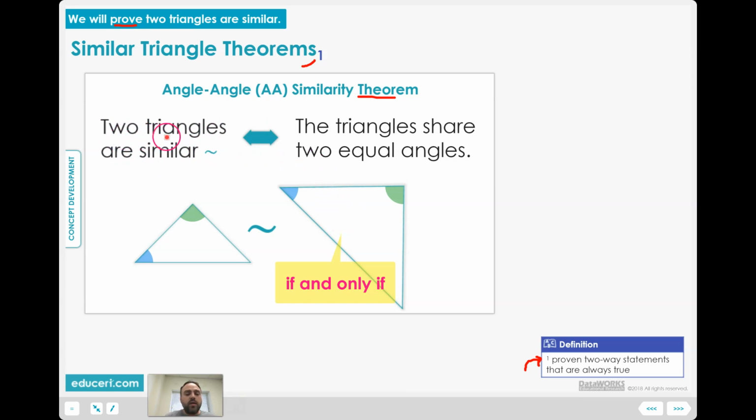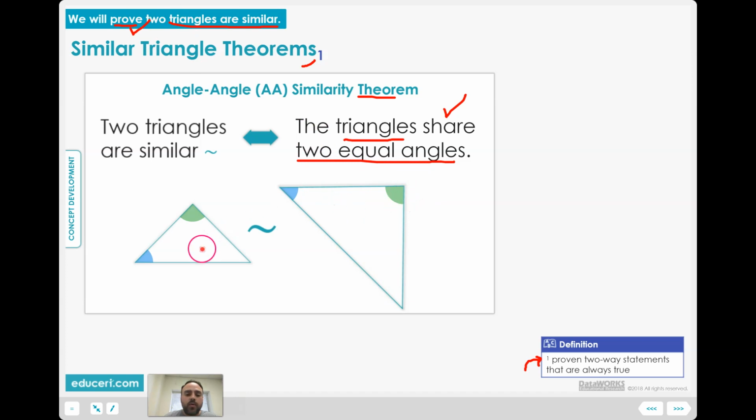All right, so if we know two triangles are similar, then we know that they share at least two angles for sure. But the way that we primarily use this theorem is to find similar triangles, and this is one way we can find them. If we can show two triangles share two equal angles, then we have proven that these two triangles are similar.